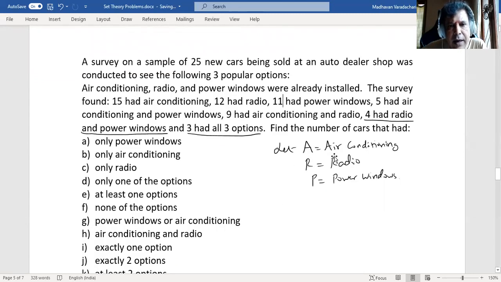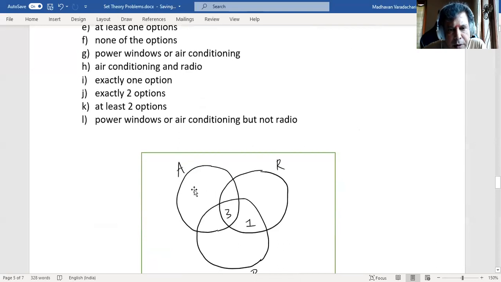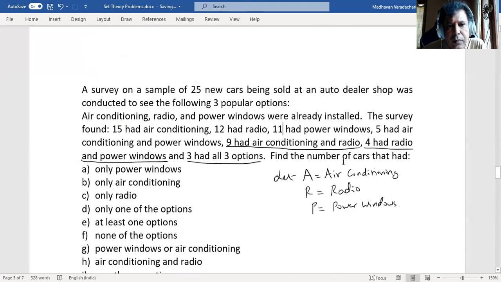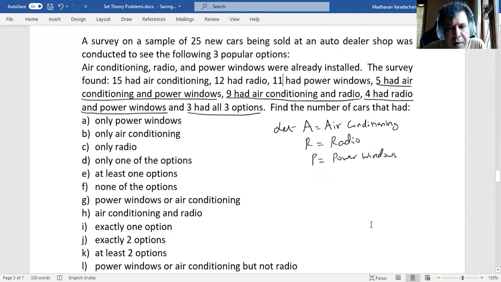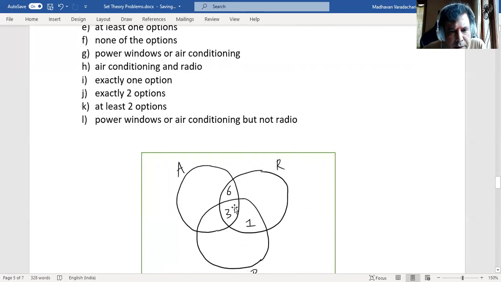Then 9 had air conditioning and radio. That is, this portion is 9. Already 3 is there. So this will be 6. Then 5 had air conditioning and power windows. AC and power windows, that is, this part is 5. Already 3 is there. That means this will become 2.